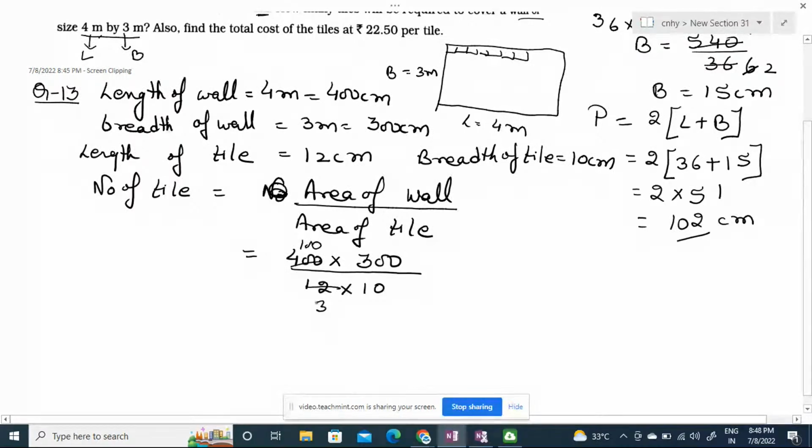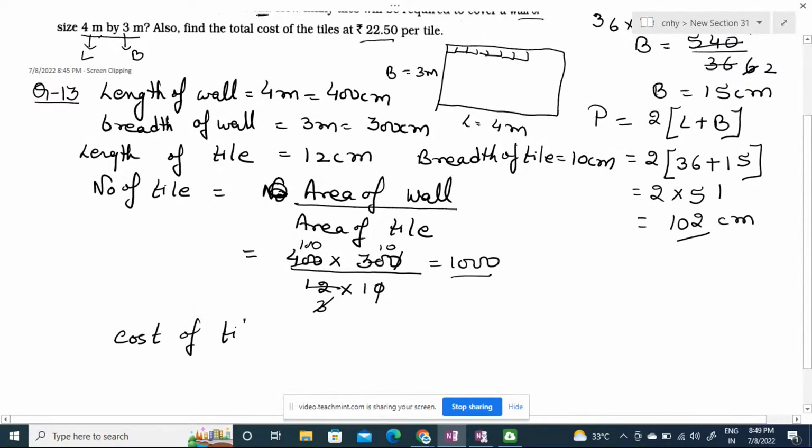We'll see that there. Okay, the 0 will cancel, we can get 30. So we have 1000 tiles. Clear? The cost of one tile is 22.50 rupees.